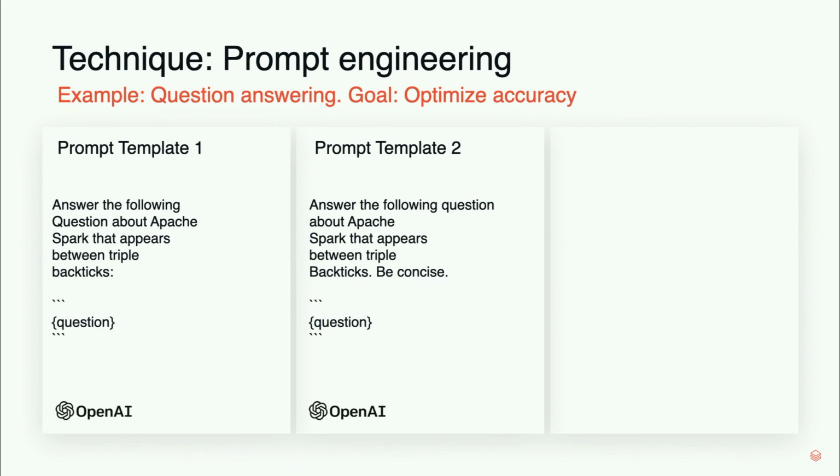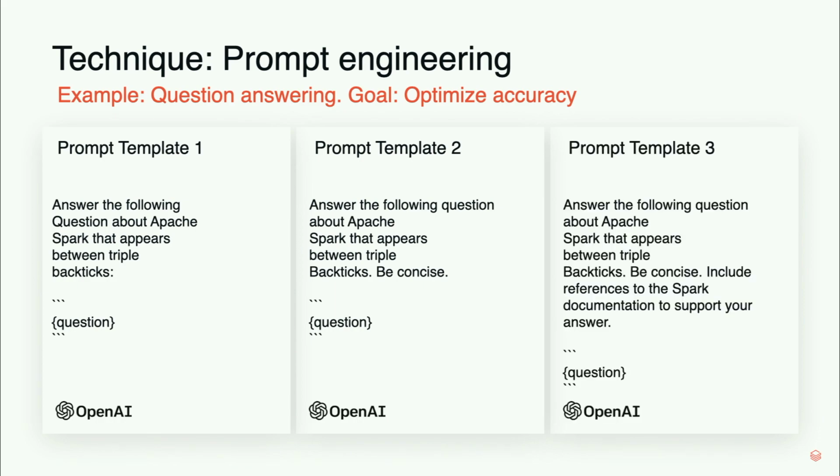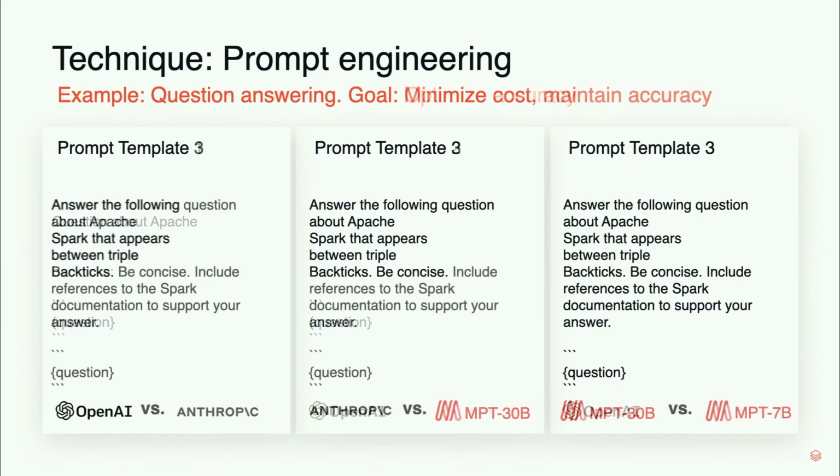I could update that to tell it to be concise, which will shorten the response, but perhaps I need an additional level of detail or some code examples. So from there, in addition to being concise, I can tell the model to include references to the Spark documentation in the answer. I iterate like this until I'm happy with the performance on a particular prompt template, but I'm not done. The next step, once I have a baseline level of accuracy, is to minimize cost.